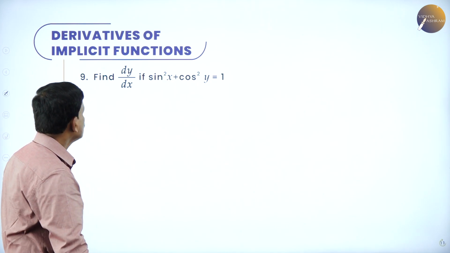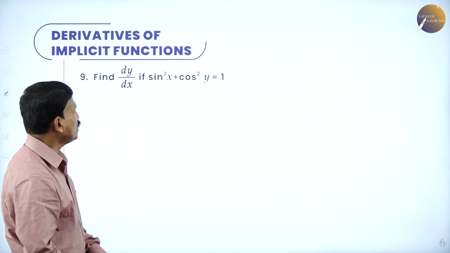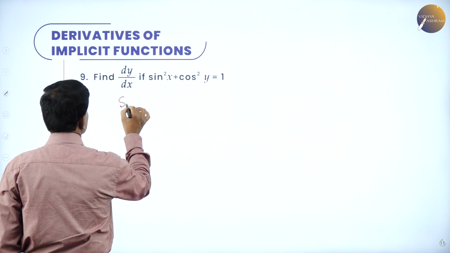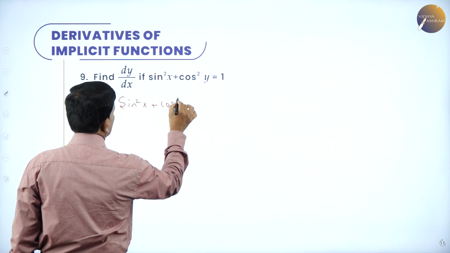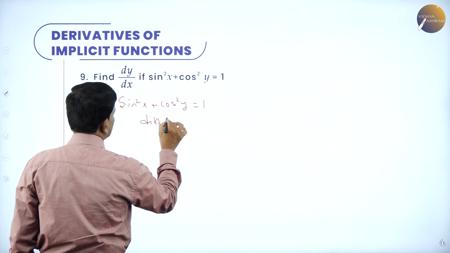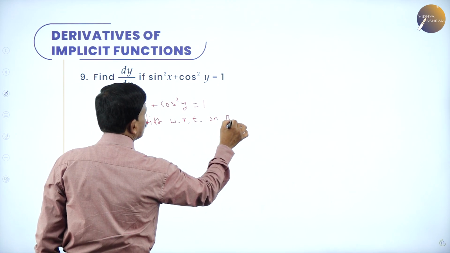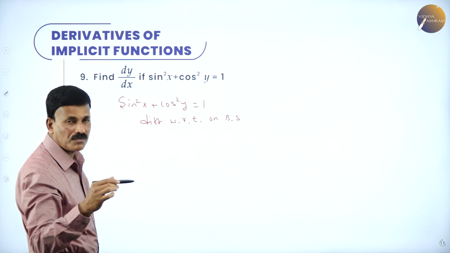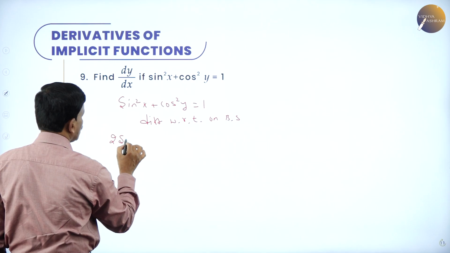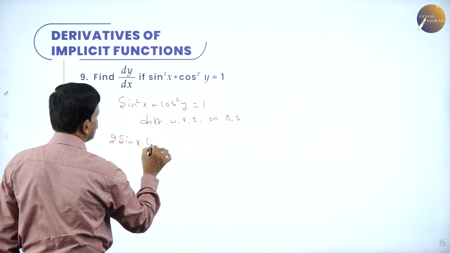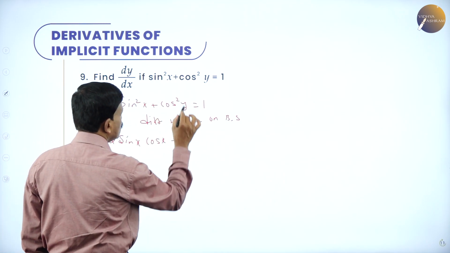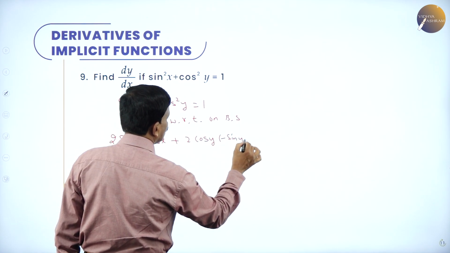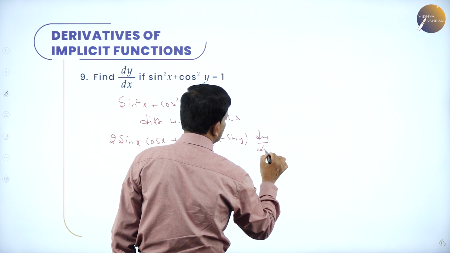This is the next problem. What is the next problem? Find dy by dx if sin square x plus cos square y. This one is x, another one is y. So what is given? Given sin square x plus cos square y is equal to 1. Now differentiate it. Differentiating with respect to x on both sides. So differentiation of this is f of x to the power of n, again f of x to the power of n as we did in the previous problem. Here n is 2. 2 sin to the power of 2 minus 1 is 1 into d by dx of sin x is cos x. Plus here it is same 2 into cos y. Differentiation of cos y is minus sin y into derivative of y is dy by dx is equal to 0.